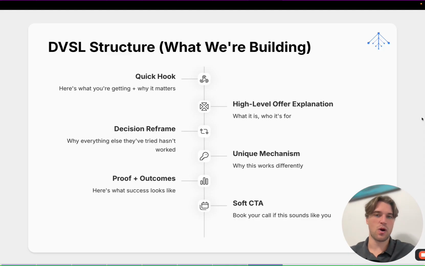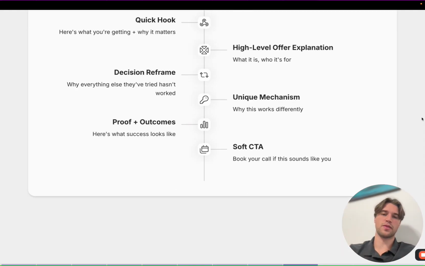It should not be long. It should only be a few minutes, like 6 minutes max. Maybe a little bit longer, but the shorter the better. You just want to get right to the point, like boom, boom, boom. Hit them with the hook, explain how it works, get into the decision reframe, explain your unique mechanism, give proof, and get to the CTA. The shorter, the punchier, the more powerful, the better.